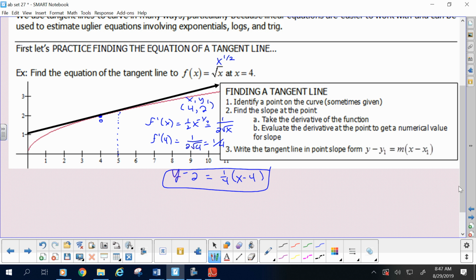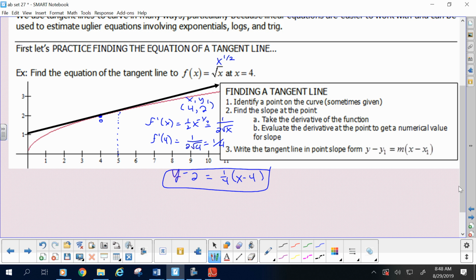Now, which would you rather work with? If I said, hey, give me a doggone good estimate, if I said put 5 in, what could you do easier? The square root of 5, or put 5 into the line equation? I mean, if I put 5 into the line equation, wouldn't it be pretty easy? It would just be 2 plus a fourth times 1. So 2 and a fourth. You with me? My point is that the line equation is really easy to work with, whereas the square root at ugly numbers, not so much.